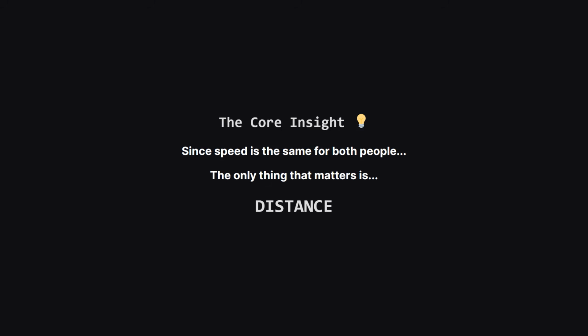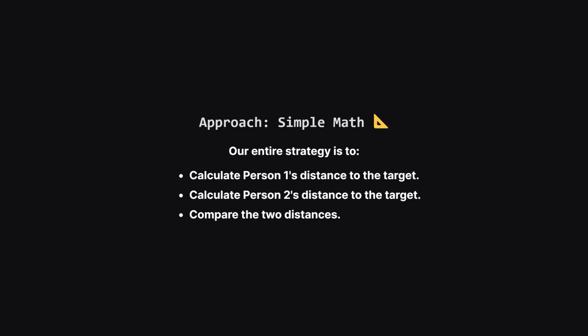And that example leads us to the real aha moment of this problem. Remember the rule that they both move at the same speed? Well, if speed is constant, the only thing that determines who arrives first is who has less distance to travel. The person who starts closer wins. That's it. So our game plan is super simple. We just need to figure out the distance from person 1 to the target and the distance from person 2 to the target. Then, we just compare those 2 numbers. Whoever has the smaller distance is our winner.